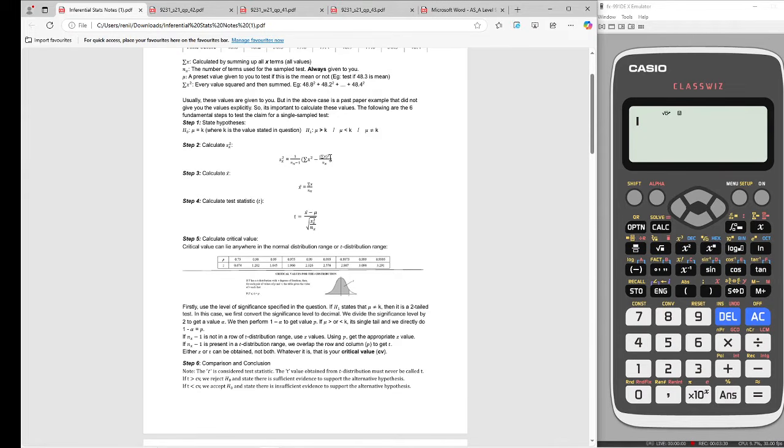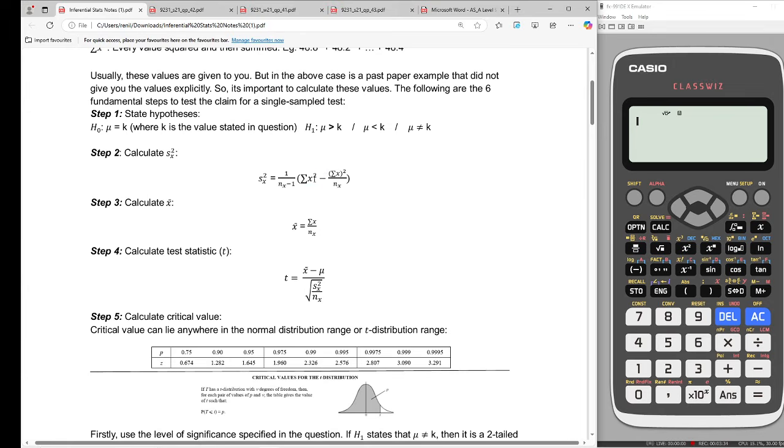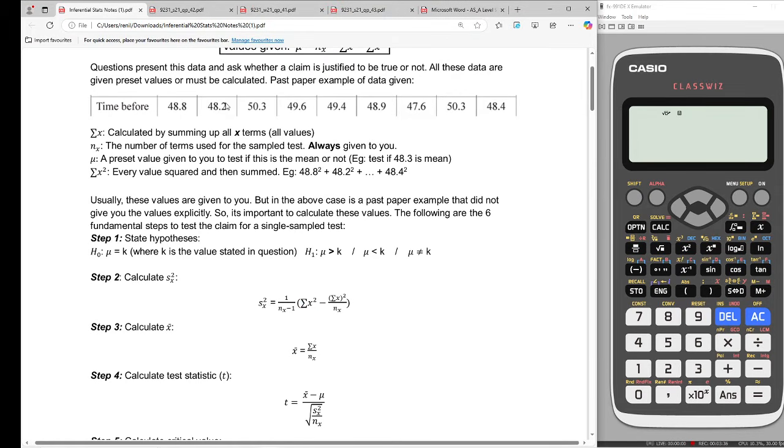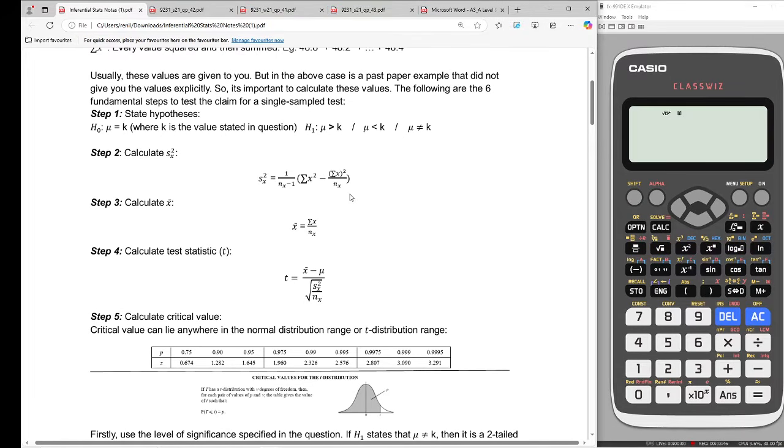There is a difference between sum x squared and sum x whole squared. Sum x squared is all your values squared and summed up. Sum x whole squared is all your values summed and then you square the whole value, and then we divide that by the number of terms you have, which is nx. That's your S2 of x.